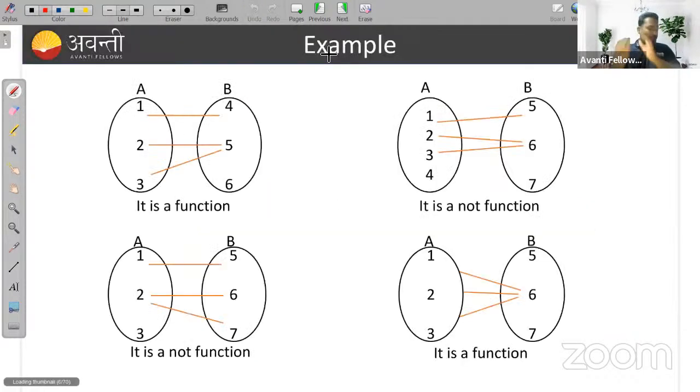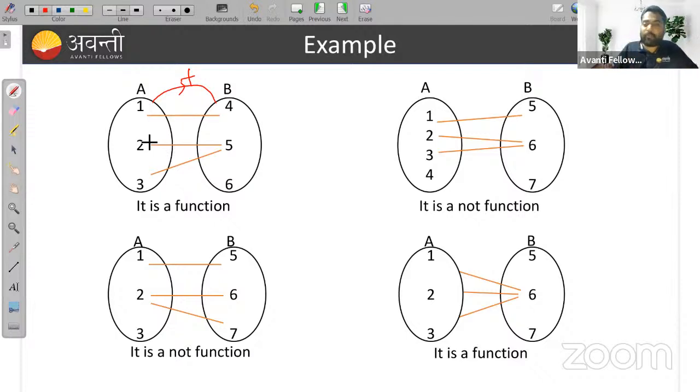Okay, now we are taking one example. Suppose here I have taken some examples. You have to choose whether it is a function or not. So let's consider the first example. You have a set A and set B, and f is a function which is mapping from set A to B. Here is my function. Now tell me whether it is a function or not, whether it is satisfying my condition or not.